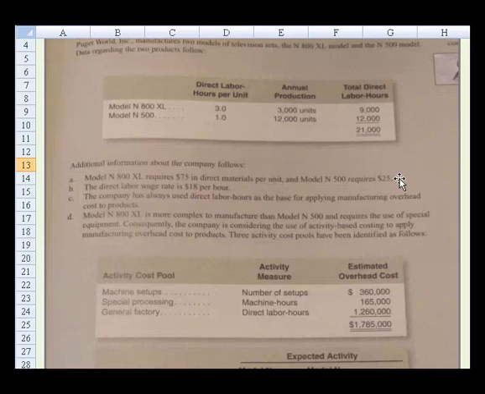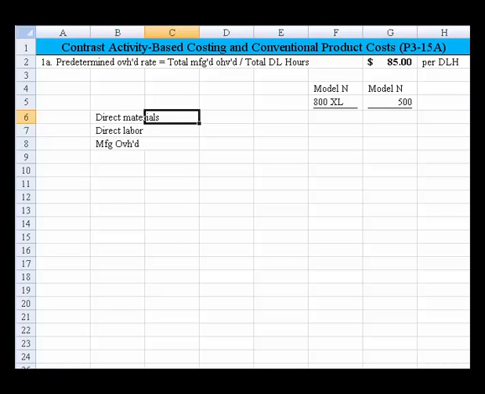$75 and $25, and direct labor is $18 per hour, with 3 direct hours per unit and 1 direct hour per unit. So the direct materials was $75 per unit for Model X and $25 for Model N, and then the direct labor was 3 times 18 for the Model X. It took 3 hours times $18 per hour, so that comes out to be $54.